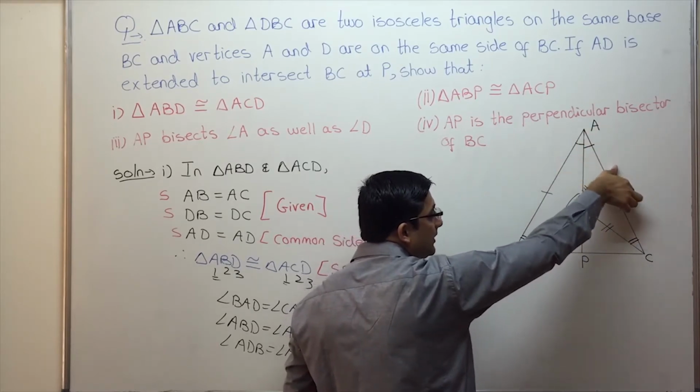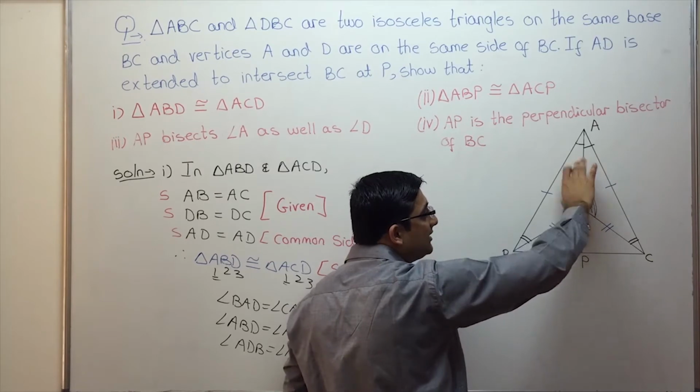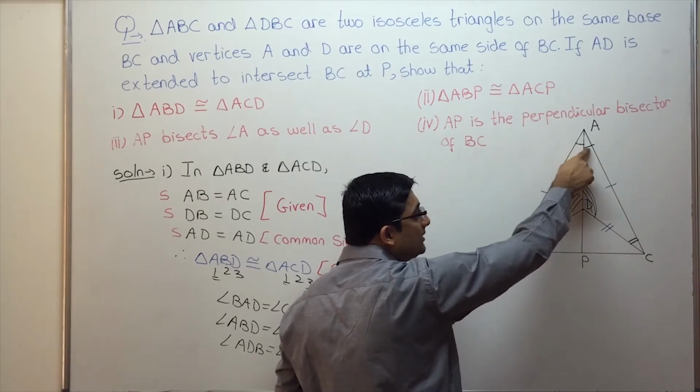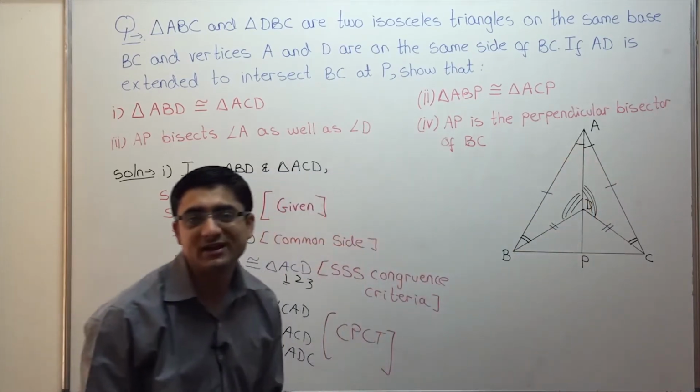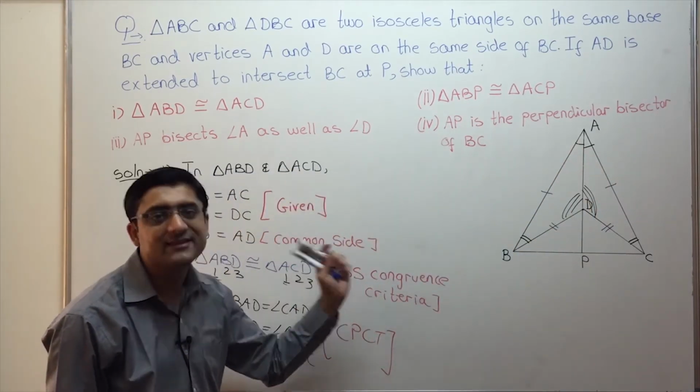So AB is equal to AC. AP over here is a common side. Two sides, what is the included angle? Included angle is also equal. So by SAS criteria, the two triangles are congruent. So let me rub this off and then I'll do the second part.